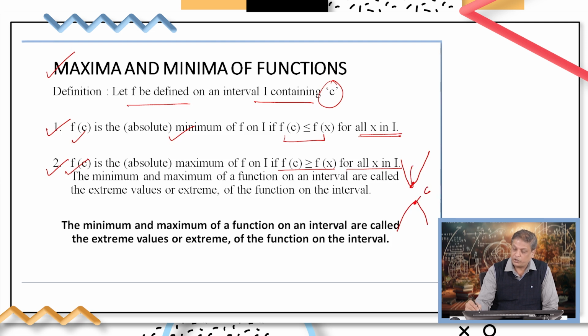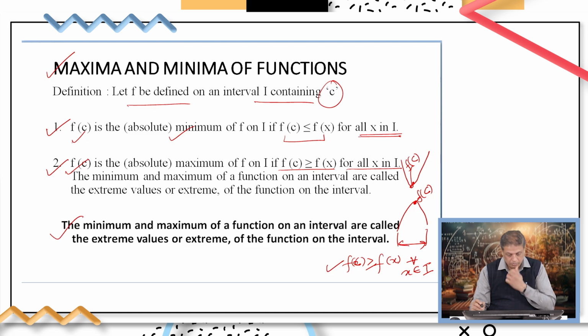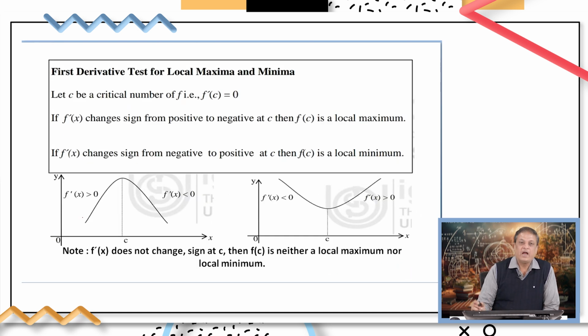So, say this is point c, then the value of the function defined at this point c is f(c). So, within the interval, if f(c) is greater than or equal to f(x) for all values of x belonging to I, then that point is maxima. So, this is all what we learned about maxima and minima.